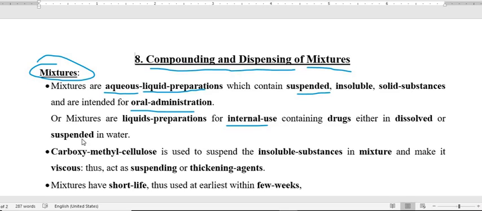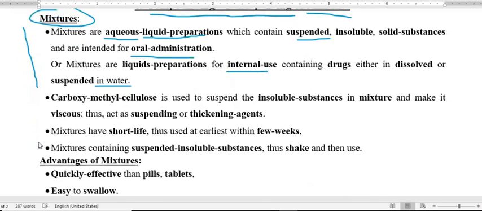And because usually we are going to use water, particularly distilled water, this is the aqueous liquid preparation. So that is about the definition of the mixture. So before going to define any pharmacy preparation, you have to go through the consistency, how it looks and where you are going to use it, and after accumulation of these things you have to define that particular pharmacy preparation. So this is about the definition.